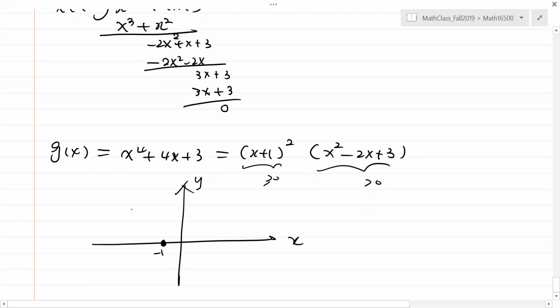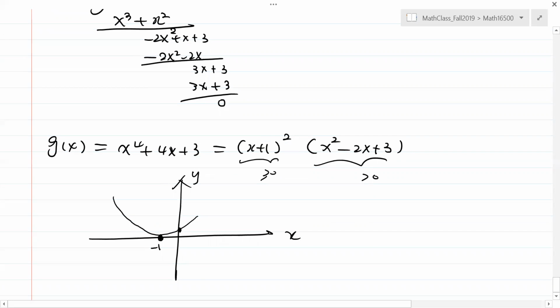It's harder to draw, but it looks like that, okay? So the function x to the fourth power plus 4x plus 3 is always greater than or equal to 0, because the first factor is a square, and the second factor is always positive.